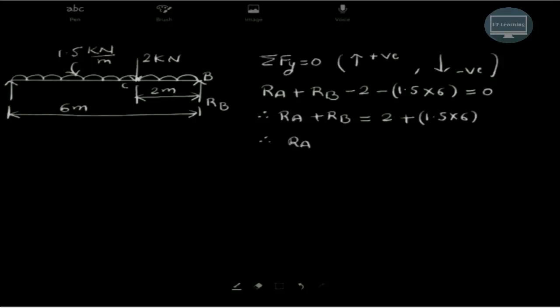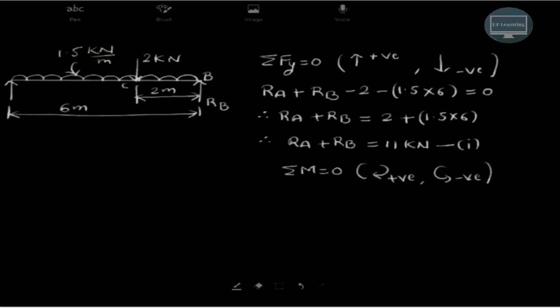Therefore RA plus RB in this particular case will be equal to 2 plus 1.5 multiplied by 6, so that total value will be 11. Now call this equation 1. Now we'll take summation of moments is equal to 0. We'll apply another condition of equilibrium. Suppose clockwise moments we consider as positive, and anti-clockwise moments we consider as negative.